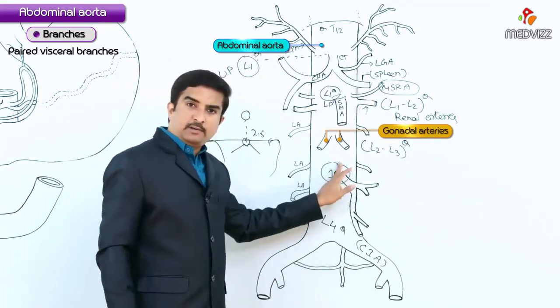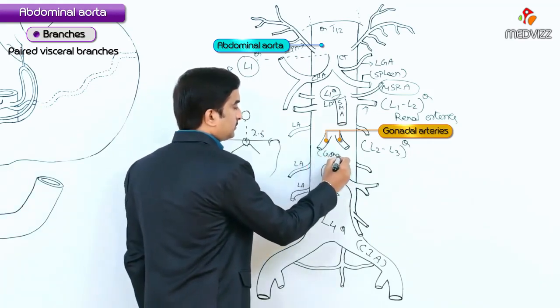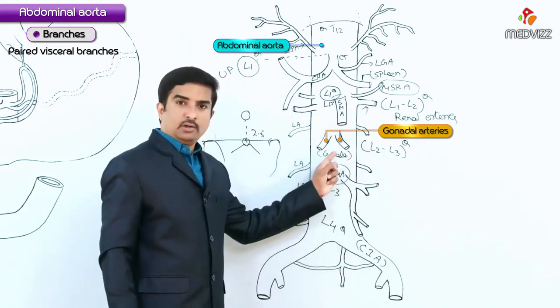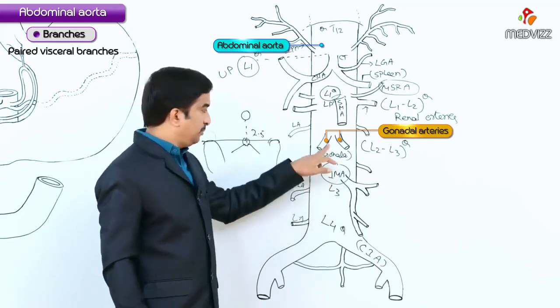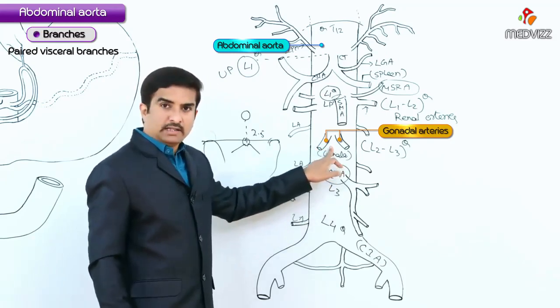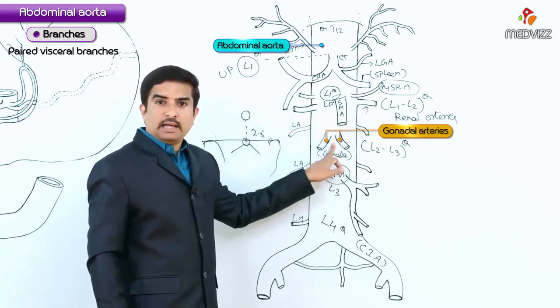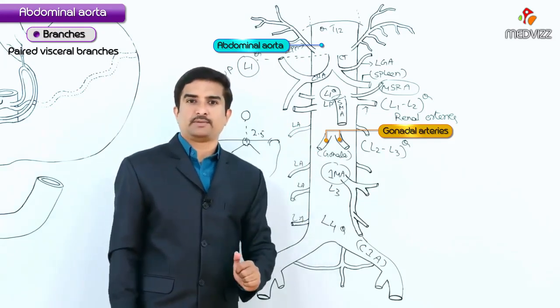And next important are the testicular or ovarian arteries. These are not the lateral branches, right? We can say these are the gonadal arteries, which are also called testicular or ovarian arteries. These are the anterior branches of the abdominal aorta that arise below the origin of the renal arteries and pass downwards and laterally to supply the related structures.